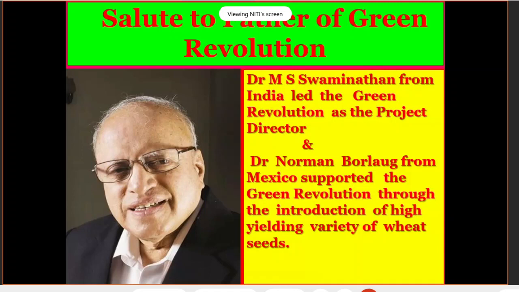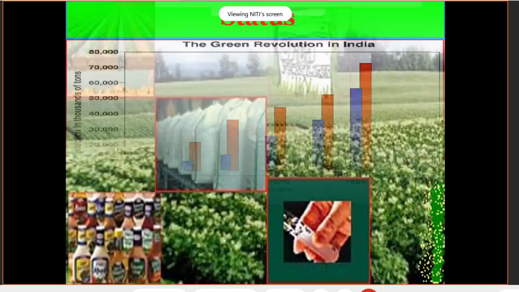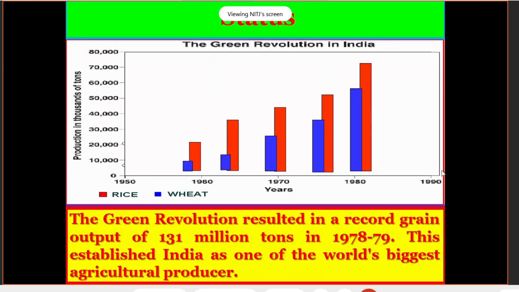India was facing a lot of food scarcity immediately after independence. And he was the person who could bring the green revolution to India with the help of Dr. Norman Borlaug from Mexico, who supported it through the introduction of high-yielding varieties of wheat seeds. No doubt we got the green revolution, but at the same time we used intensive agrochemicals to increase crop yield. Because of this, India had a record grain output of 131 million tons in 1978-79, and was established as one of the world's biggest agriculture producers.